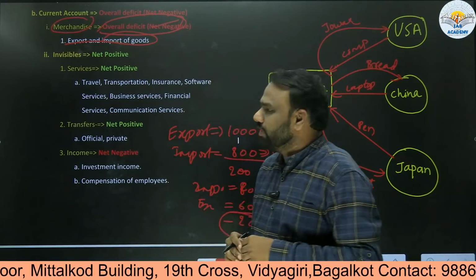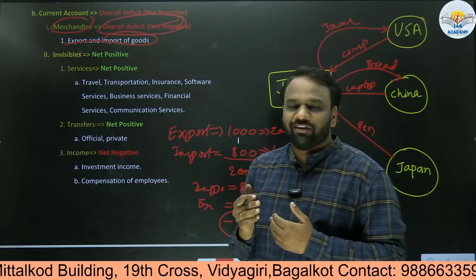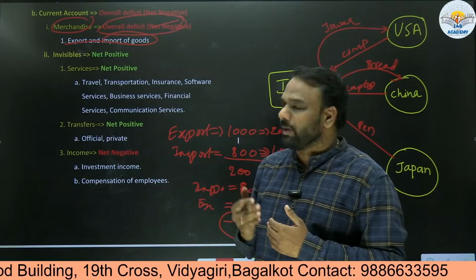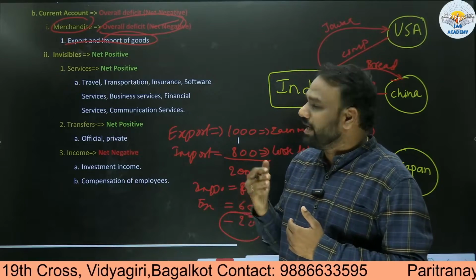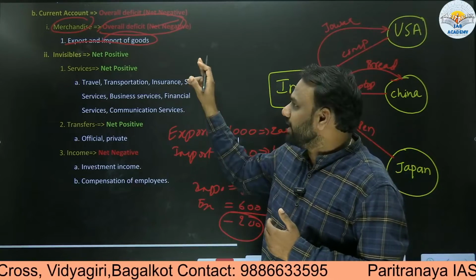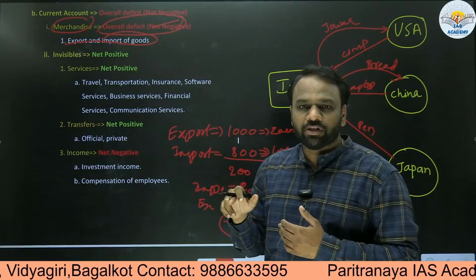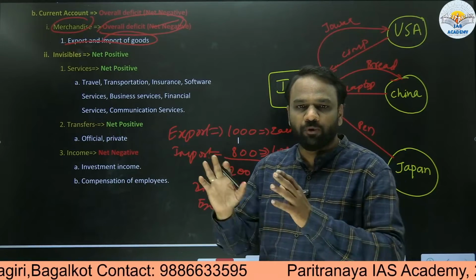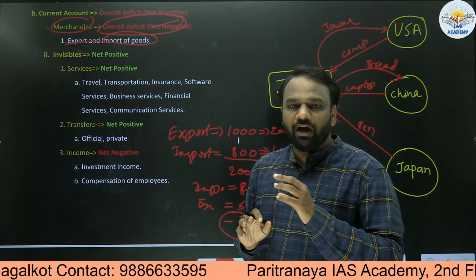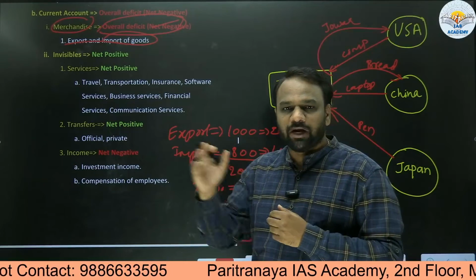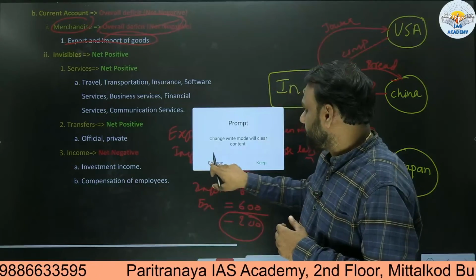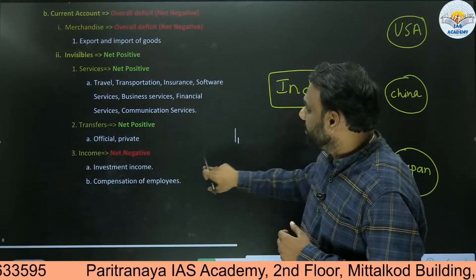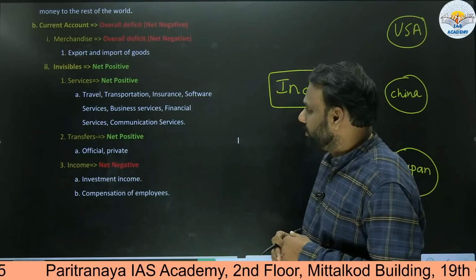So first kind of questions they may focus is whether merchandise is part of the current account or capital account. So it is part of the current account. Next, merchandise is whether net positive or net negative. It is net negative. Why? Because we import more items and we export less items. We earn less and we spend more while trading with the other countries.